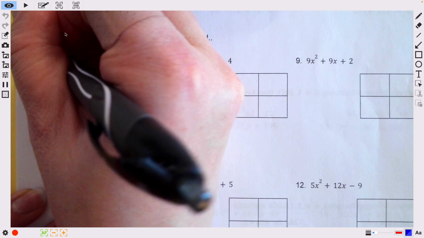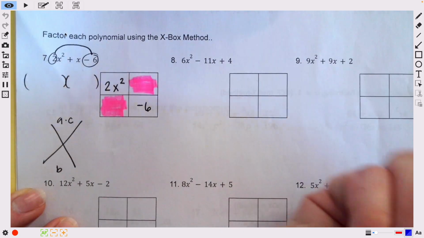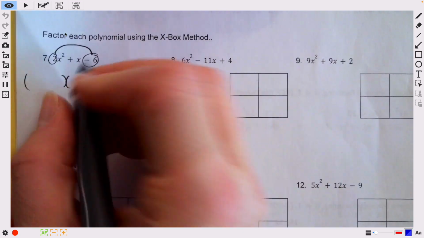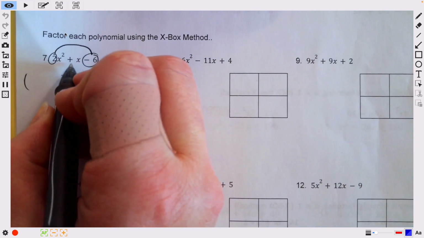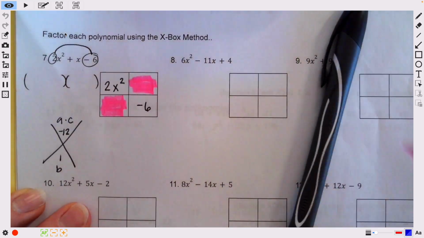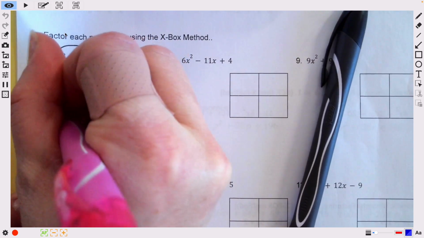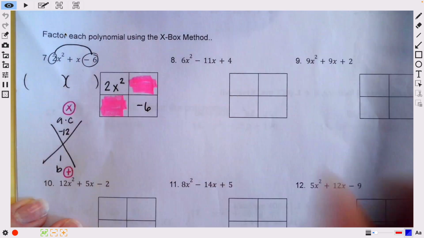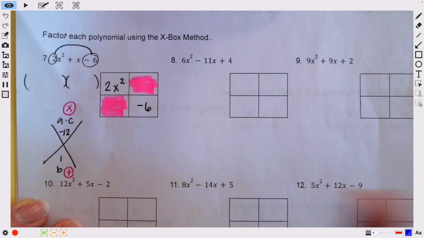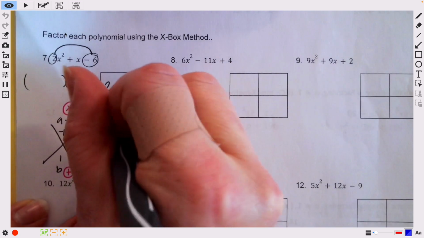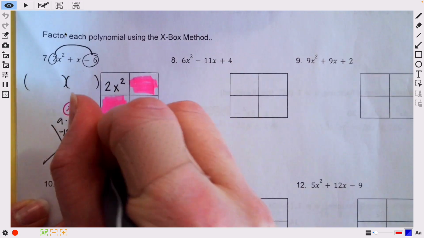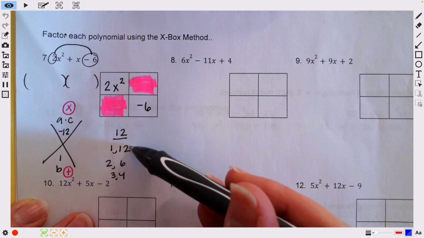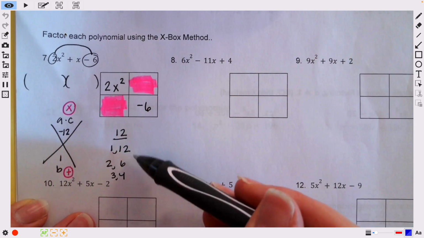Okay. A is 2, C is negative 6. What's 2 times negative 6? Okay. And B, what's the number actually in front of x? 1. So I'm looking for two numbers that multiply to negative 12 and add to 1. Now, if they have to multiply to a negative number, one has to be positive, one has to be negative. Our factors of 12 are 1 and 12, 2 and 6, 3 and 4. Which one of these is going to help me get 1?